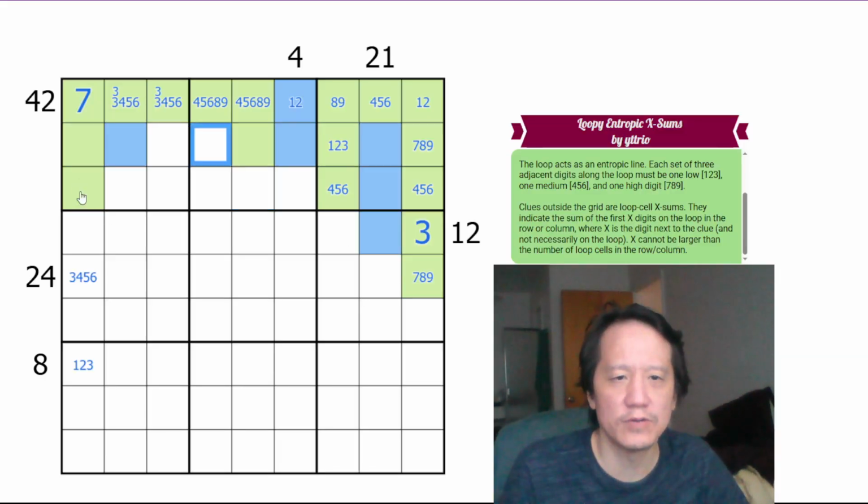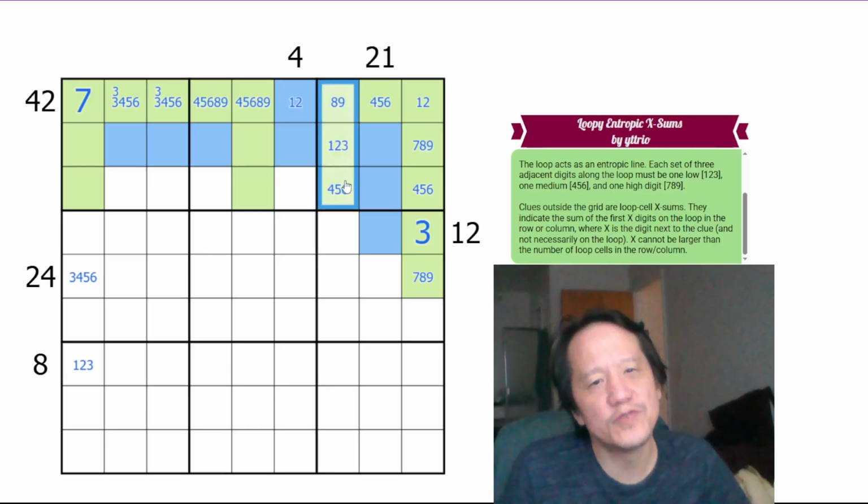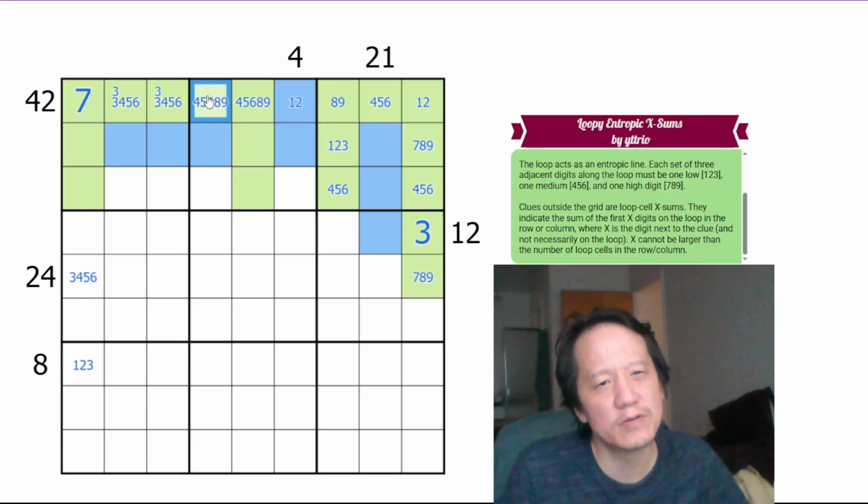Okay, this cannot go this way. These can't go this way because it can't touch itself. This must go there. So if it connects here, medium, medium, high, low, medium, high, low, which is not allowed. So it cannot connect here either. So this must continue on going that way.